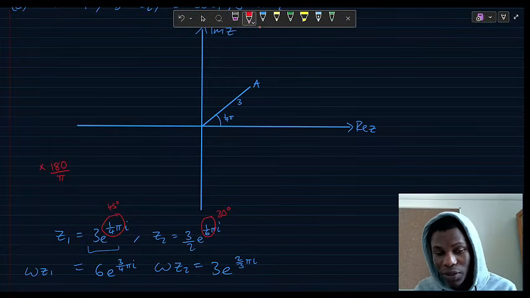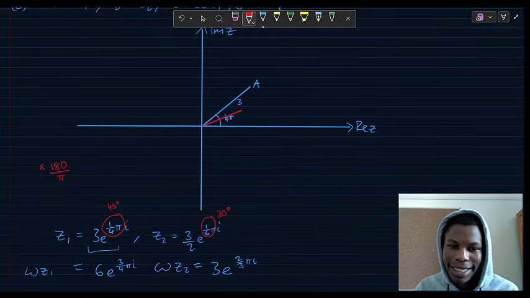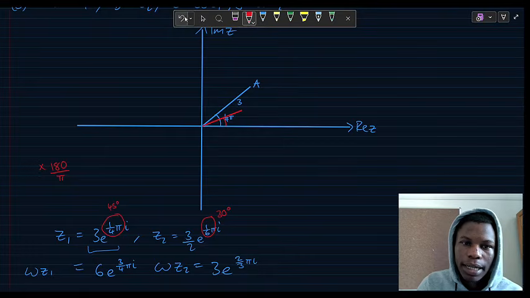I don't have a protractor, so I'm just going to estimate that this has to be roughly somewhere here. And I also know that my line here is 3 over 2, which is 1.5. So it has to be half of Z1. And the angle that I have, I don't know if we can show it. Let's put it there. It's getting cluttered.